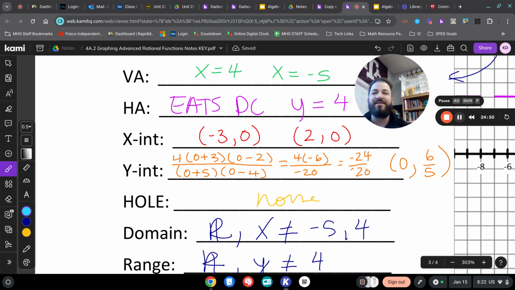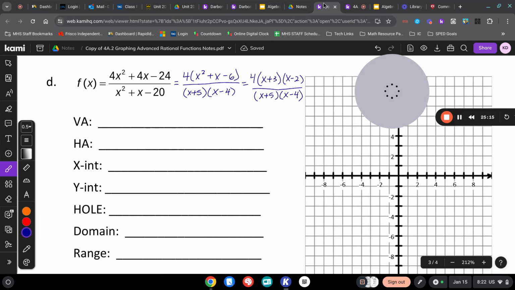And the reason why is because we have multiple things we're excluding. If we did interval notation, we'd have to do at least 3 separate intervals, which can get kind of gross. So all real numbers except x does not equal those two vertical asymptotes, -5 and 4. And then for our range, all real numbers except y does not equal that horizontal asymptote, which is y equals 4.